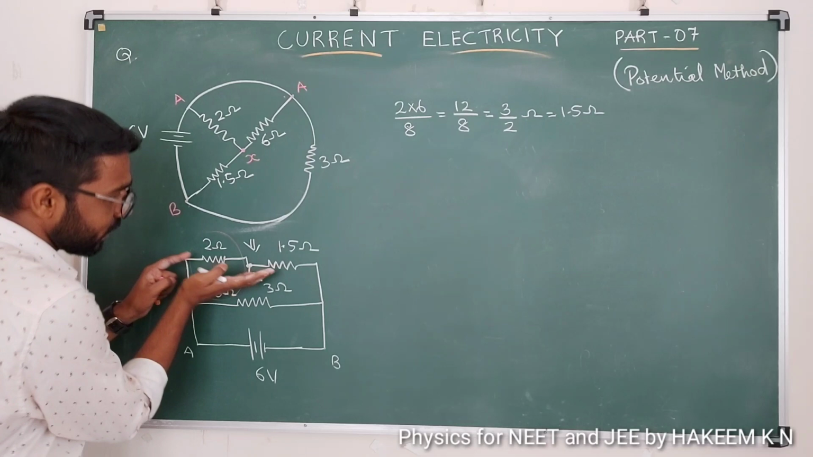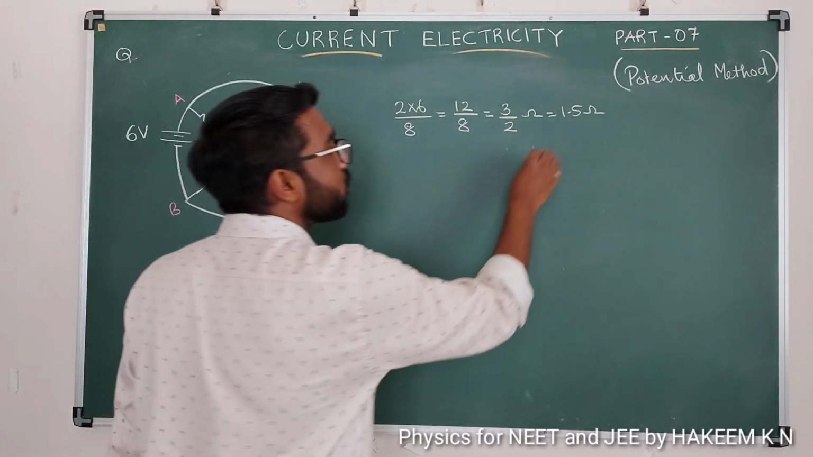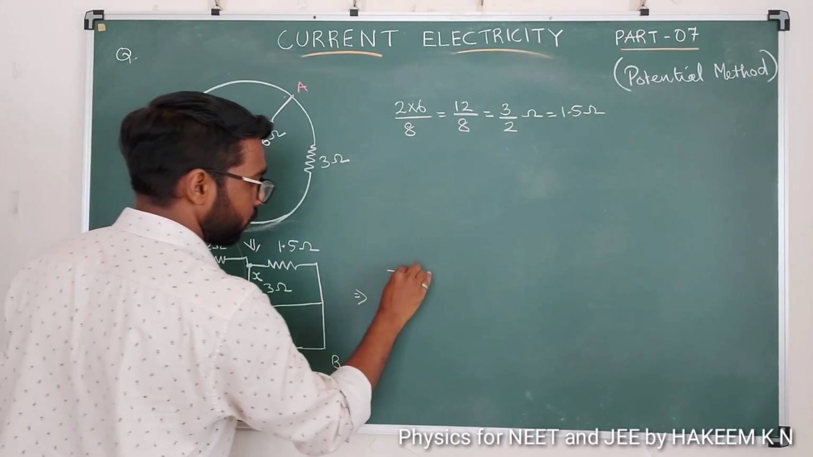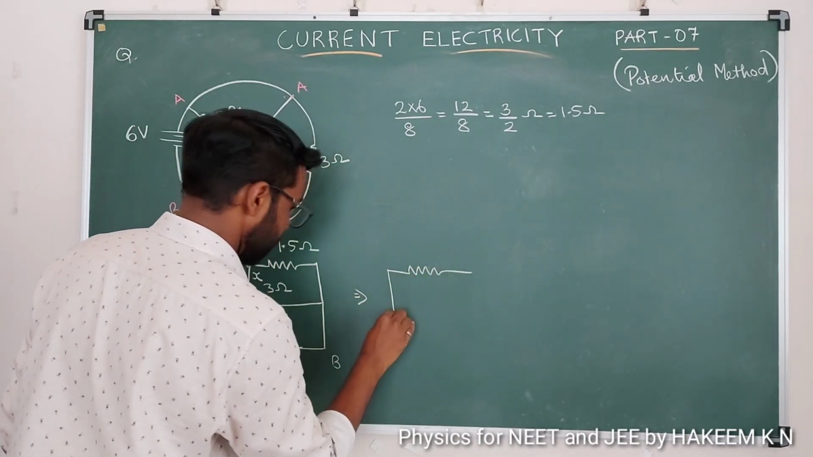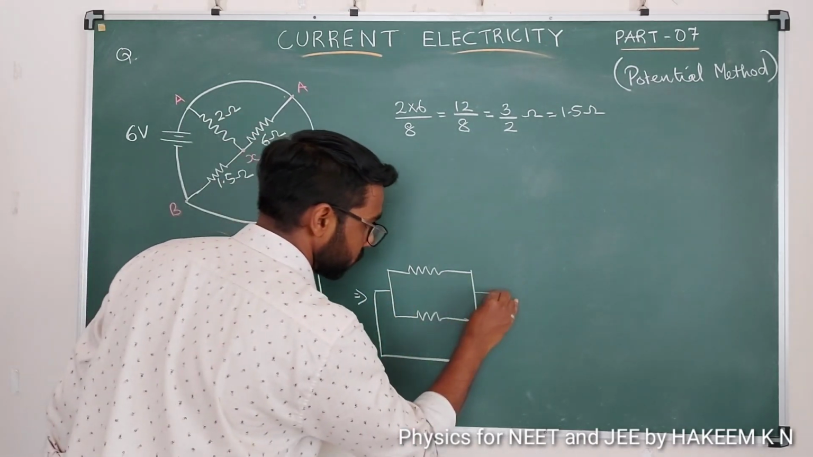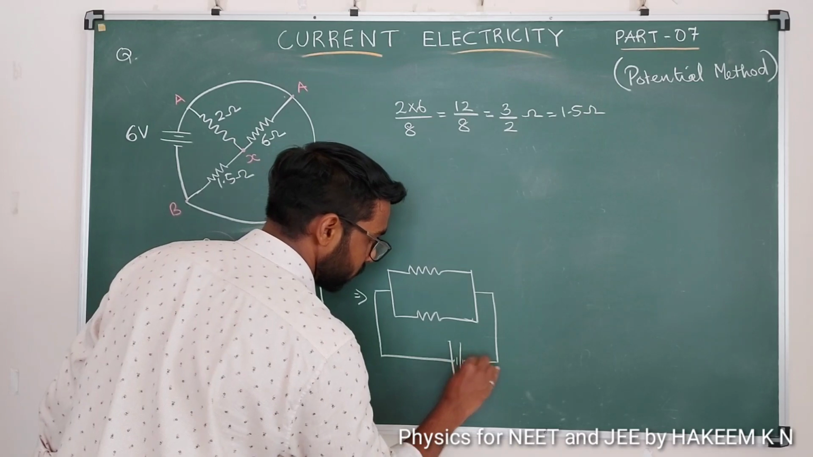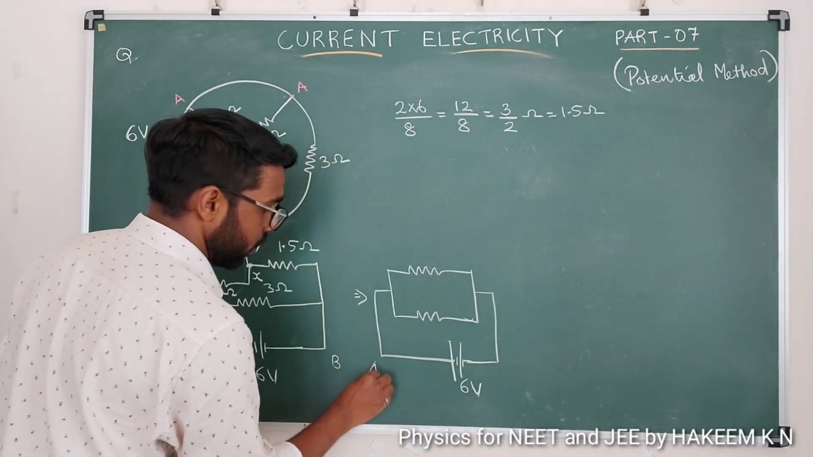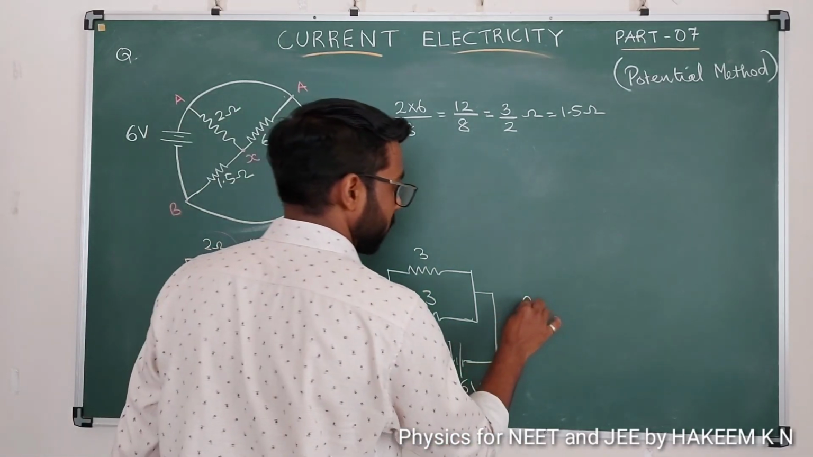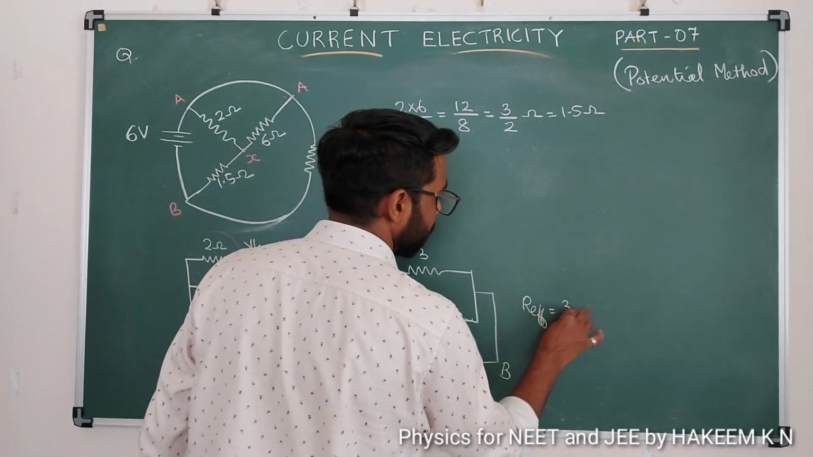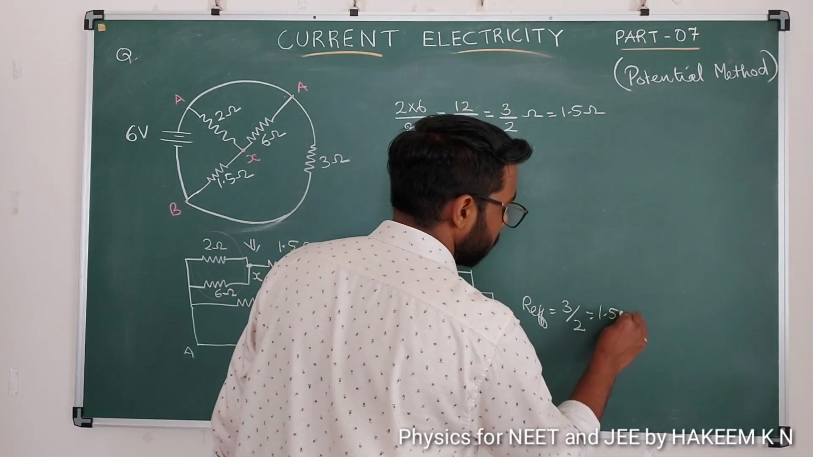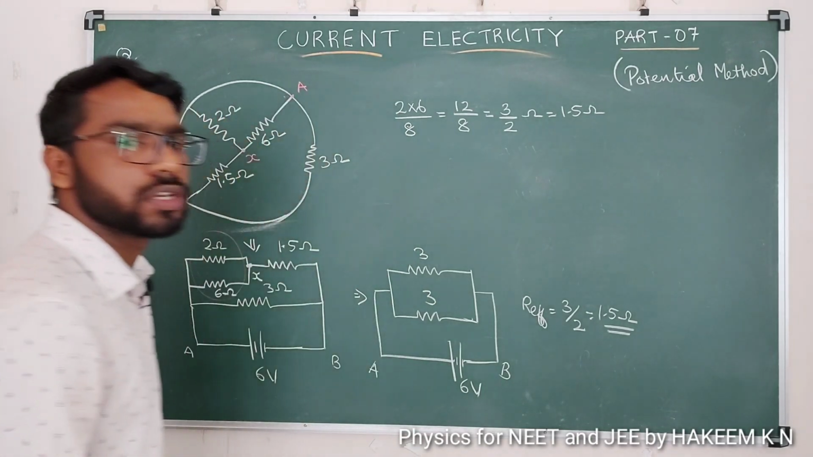3 by 2 is in series with 1.5, so you will get 3 ohm. So at the top you will get 3 ohm, and again 3 ohm at the bottom, and they are connected to the 6 volt battery. A here, B here, 3 ohm, 3 ohm. So R effective is 3 parallel 3, we will get 3 by 2, or 1.5 ohm is the effective resistance.